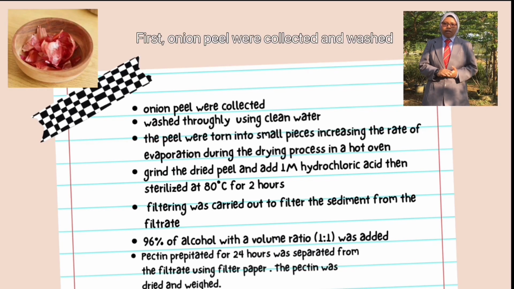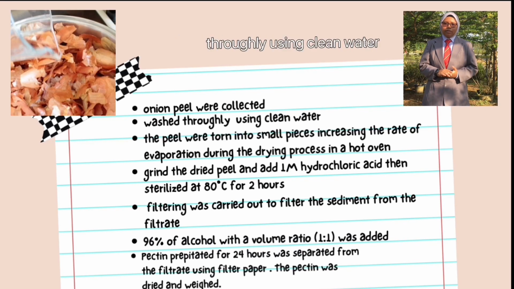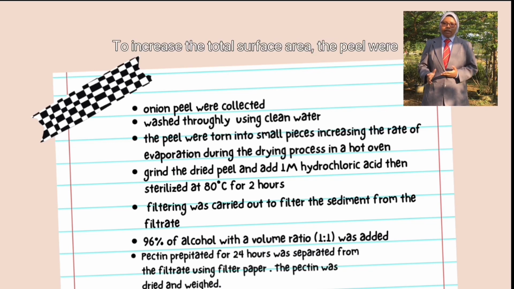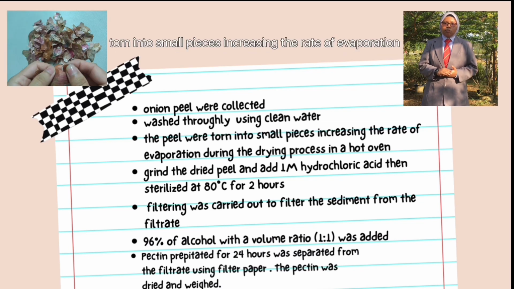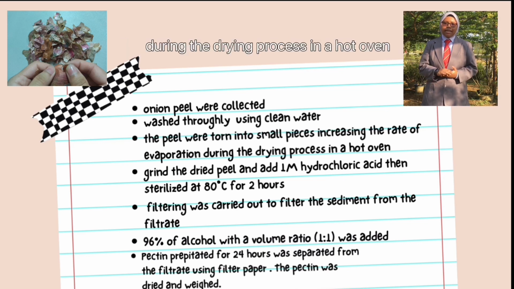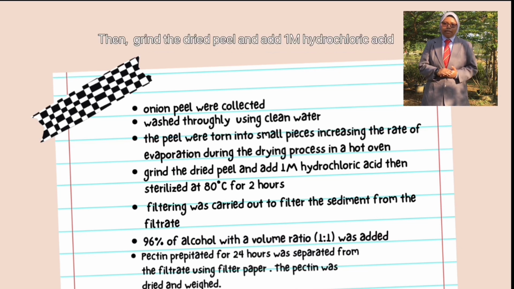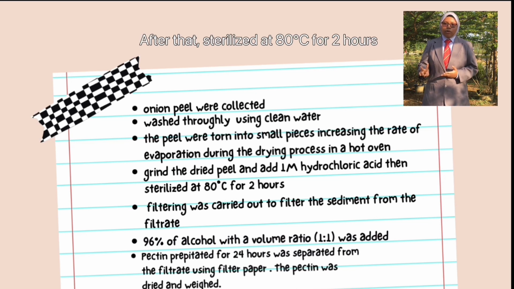First, onion peel was collected and washed thoroughly using clean water. To increase the total surface area, the peel was torn into small pieces, increasing the rate of evaporation during the drying process in a hot oven. Then, grind the dried peel and add 1 M hydrochloric acid. After that, sterilize at 80 degrees Celsius for 2 hours.